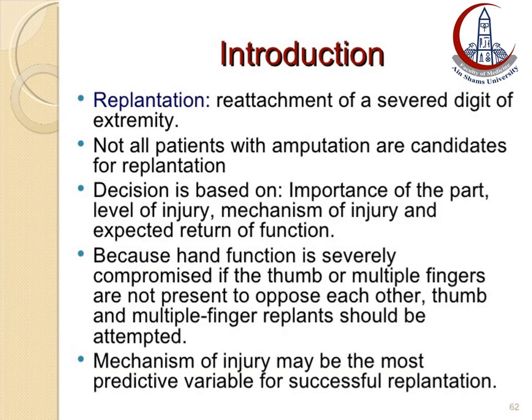This is the different nerve distribution: median, radial, and ulnar nerves, and the distribution of the motor and sensory supply.